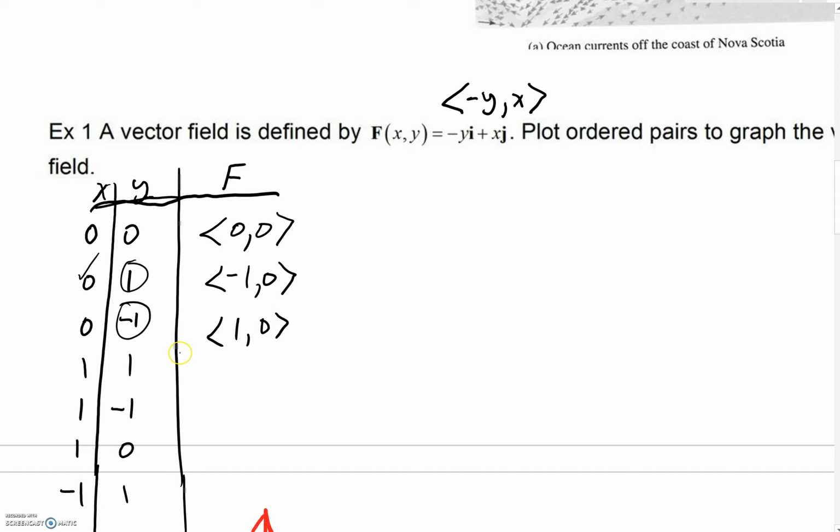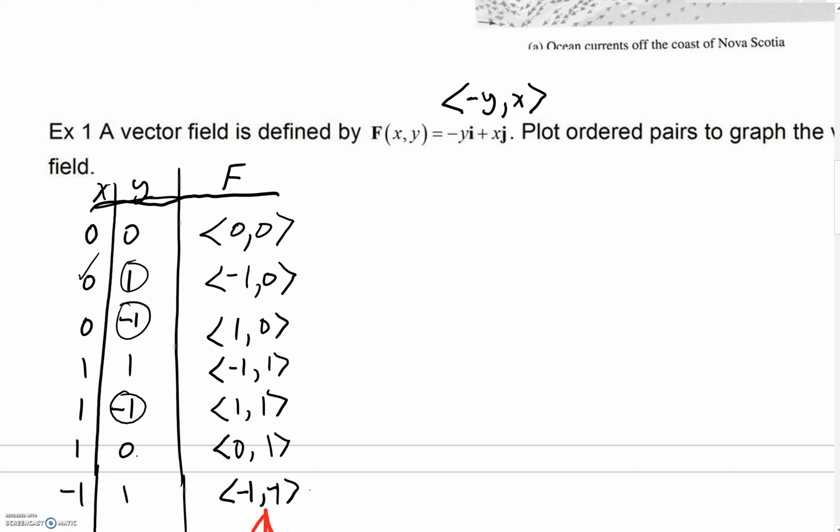And then 1 comma 1. This is going to be the opposite of your y, recopy your x. The opposite of your y becomes a positive 1, and recopy the x right here. The opposite of your y, the opposite of 0, is 0. Recopy your x. Opposite of your y, recopy your x, and look at that.